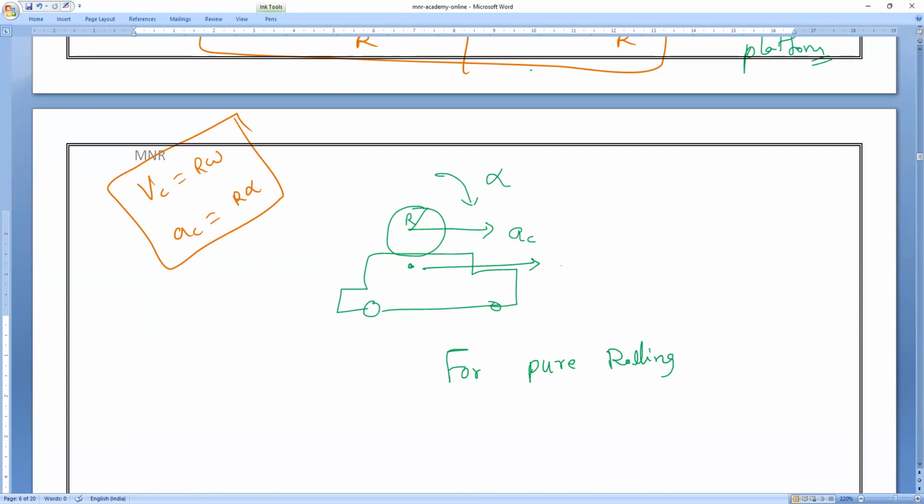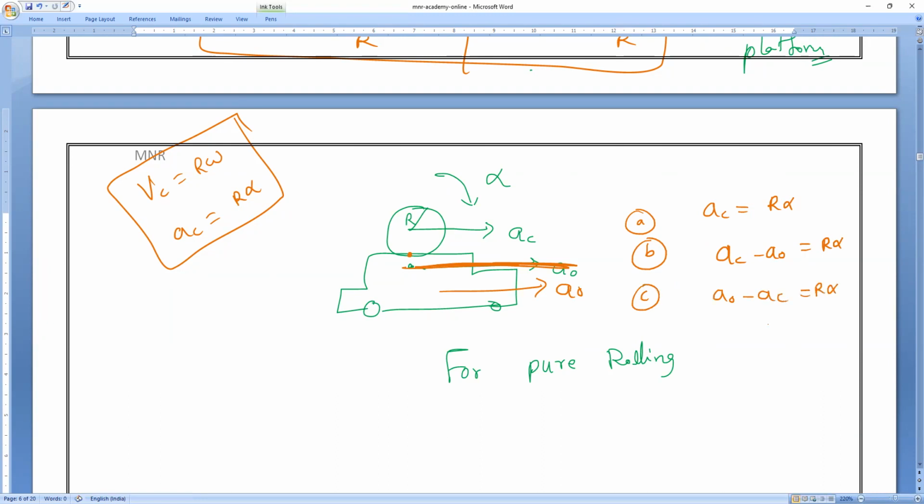It is moving with acceleration A naught. Who is the platform here? The car. So the car acceleration is A naught. Just imagine. What will happen, everybody? I will give you options. Option A, centripetal acceleration is equal to R alpha. Option B, AC minus A naught is equal to R alpha. Option C, A naught minus AC is equal to R alpha. Option D, none of the above.